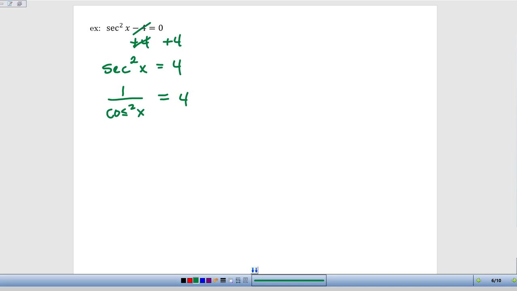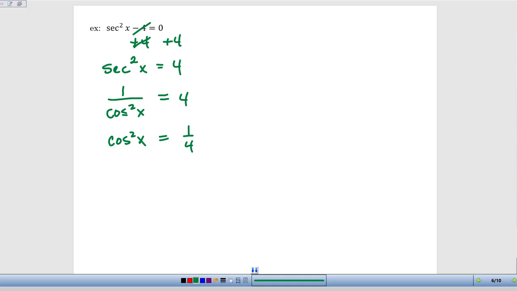And so now, I don't want cosine squared in the bottom, I want it in the numerator. So one thing that we can do with equations, we can take the reciprocal of both sides. So basically that just means flipping each side. So we get cosine squared x over 1, or just cosine squared x on this side. And then on the other side, 4 becomes 1/4. So I've just taken the reciprocal of both sides of my equation.